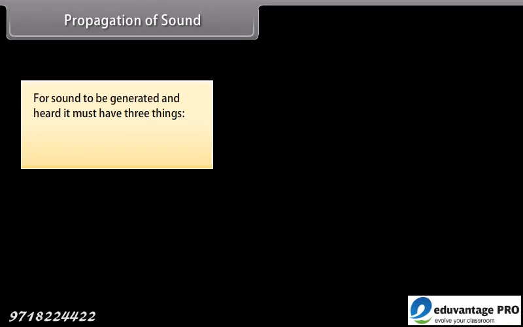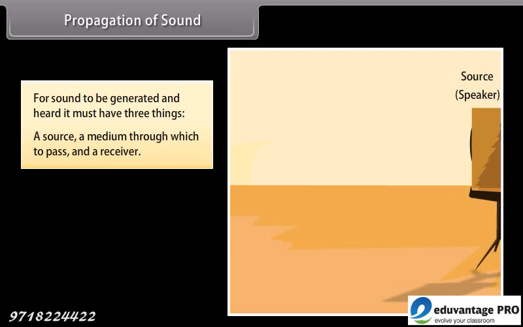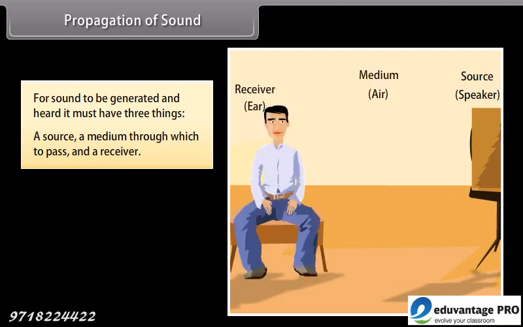Propagation of sound. For sound to be generated and heard, it must have three things. They are a source, a medium through which to pass, and a receiver. Let us assume the source is the speaker's voice. The medium through which it is transmitted is air, and the receiver is the listener's ear.